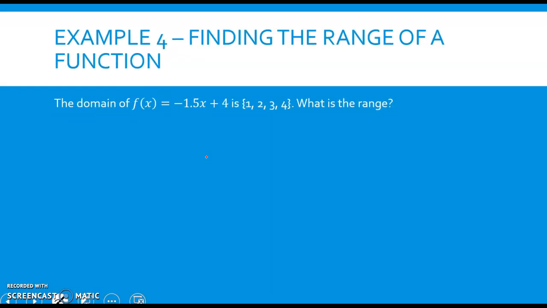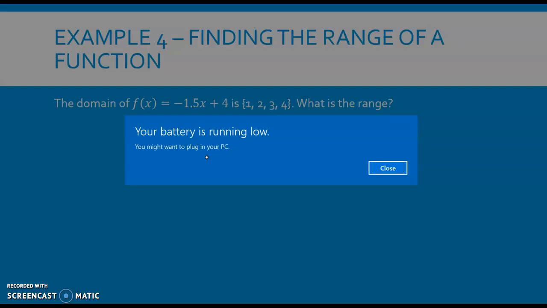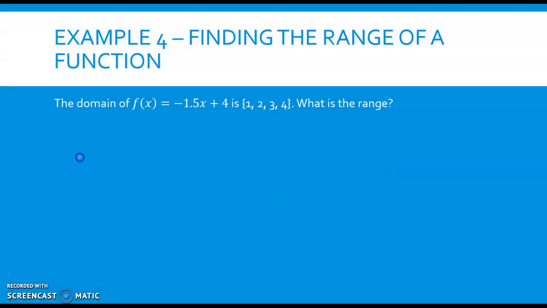All right, so example 4. The domain of f of x equals negative 1.5x plus 4 is 1, 2, 3, and 4. What is the range? The best way to do this is to create a table where I'm plugging in my x's, 1, 2, 3, and 4. I'm going to plug them into the negative 1.5 times x plus 4, and that's going to give me my f of x.